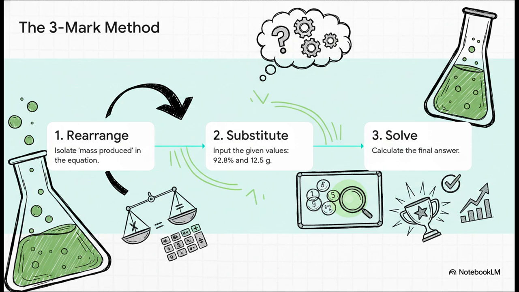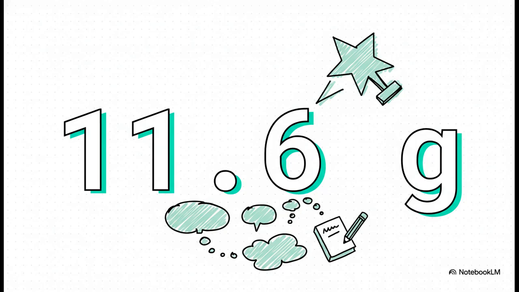The second mark is for plugging the numbers in correctly. So showing that you're doing 92.8 divided by 100 and then multiplying by 12.5. That gets you mark number 2. You absolutely have to show this step. And finally, for the third and final mark, you get it for landing on the right answer, 11.6 grams.